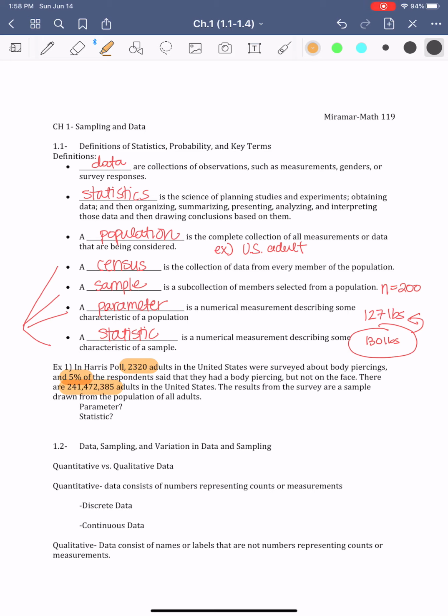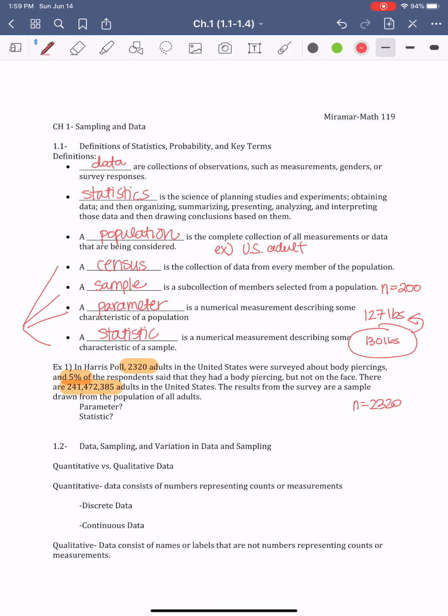Now, is it a statistic? Why not? Well, 2,320 adults in the United States were surveyed. So that's the number of people who took the survey. So going back to that definition that we talked about, that's actually a sample size, n equal to 2,320. So what is then the statistic?